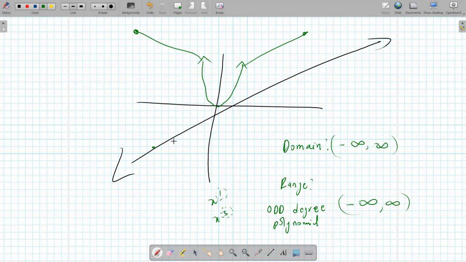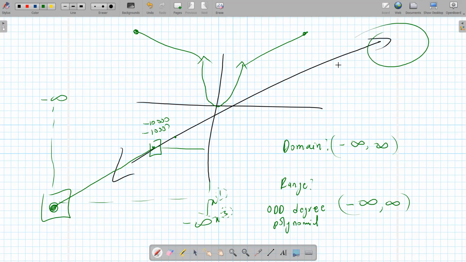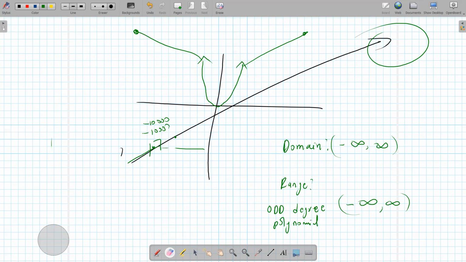Like if you look at this, this point could be some value of x, right? -10,000, but also -10,000 on the y. If you follow this line, it goes all the way down to -infinity on the x, and then -infinity on the y. Same exact thing on the other side up here. So the range of an odd degree polynomial is from -infinity to positive infinity. But the range of an even degree polynomial, it depends on its minimum value.